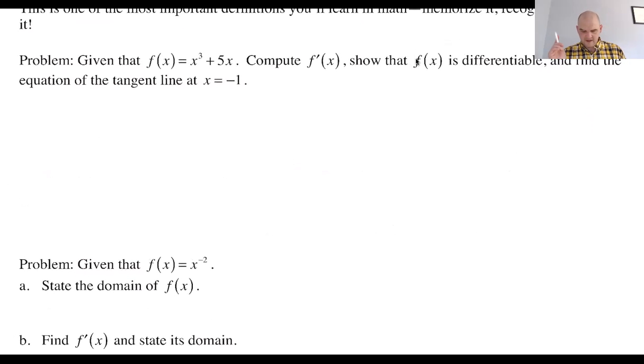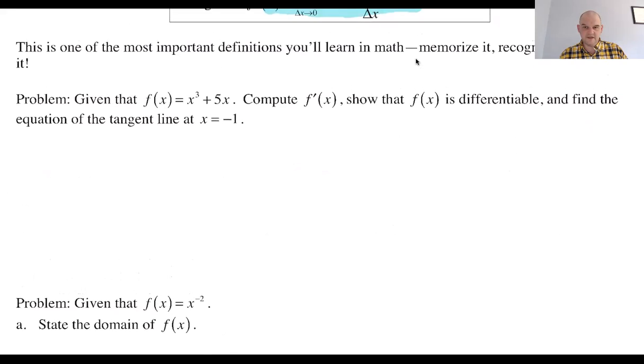Given that f of x equals x cubed plus 5x, compute f prime. Show that f of x is differentiable, and then find the equation of the tangent line at x equals -1. Good. So there's a lot of things to do here. First, we're going to compute f prime.